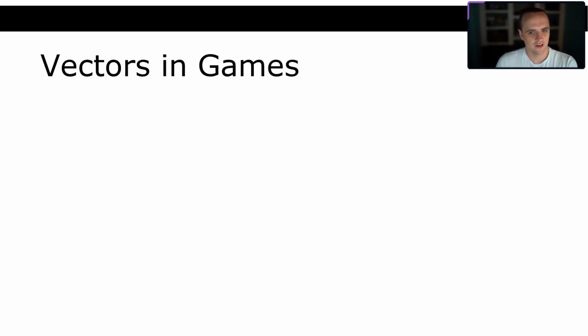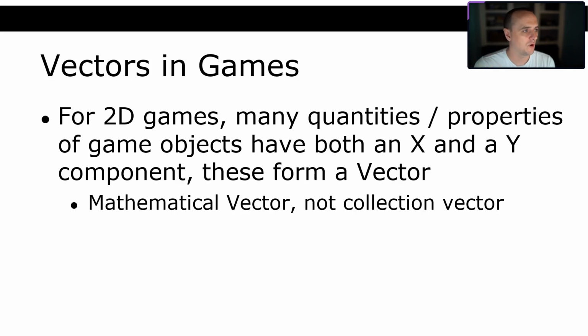So vectors in games. Why would we want to use a vec2 class? Well, for 2D games, many quantities and properties of a game object have both an X and a Y component, and these form a vector. So when I'm talking about vectors here, these are mathematical vectors, as in multiple values that are all tied together somehow. This is a mathematical vector, not a collection vector like you would have in the standard template library or in Java or in Python, okay? So these vectors that we're talking about right now are mathematical vectors.